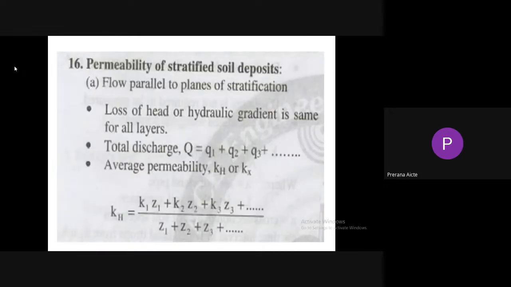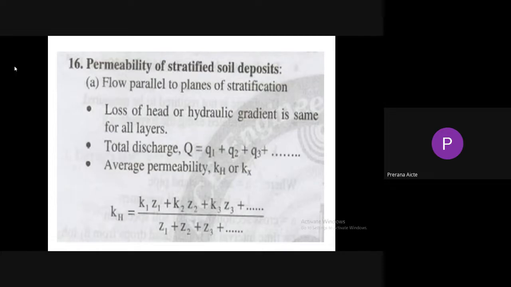Now, permeability of stratified soil deposits. The first case is flow parallel to the planes of stratification. The next case is flow perpendicular to the planes of stratification. One is parallel and one is perpendicular. I'm taking the first one, flow parallel to planes of stratification.